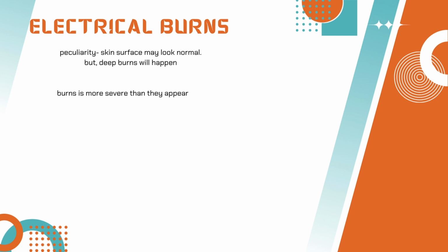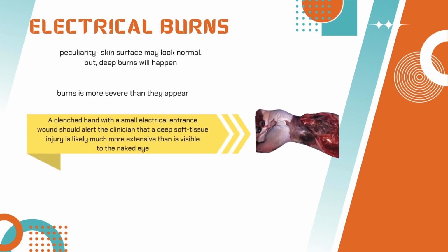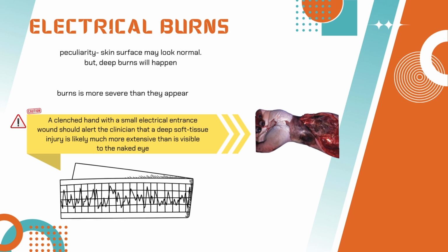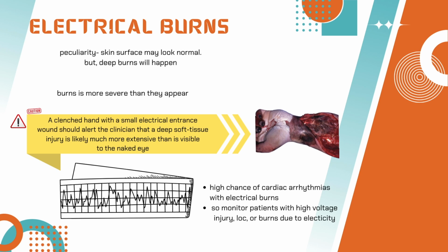A clenched hand with a small electrical entrance wound should alert the clinician that the deep soft tissue injury is likely more extensive than is visible to the naked eye. Cardiac monitoring is very important in case of electrical burns because there is a high chance of cardiac arrhythmias. So monitor the patient with a high voltage injury, loss of consciousness or burns occurring due to electricity.